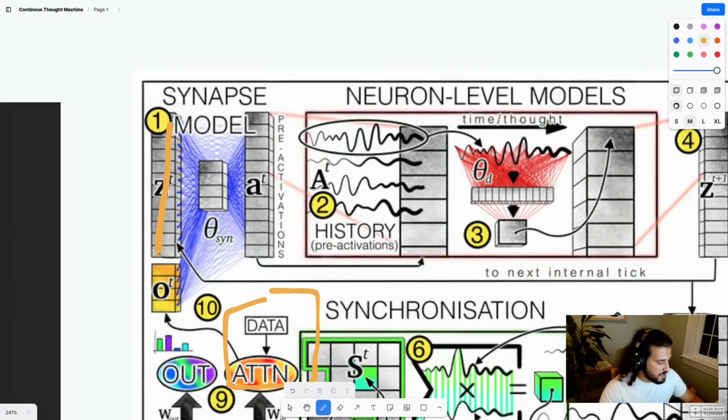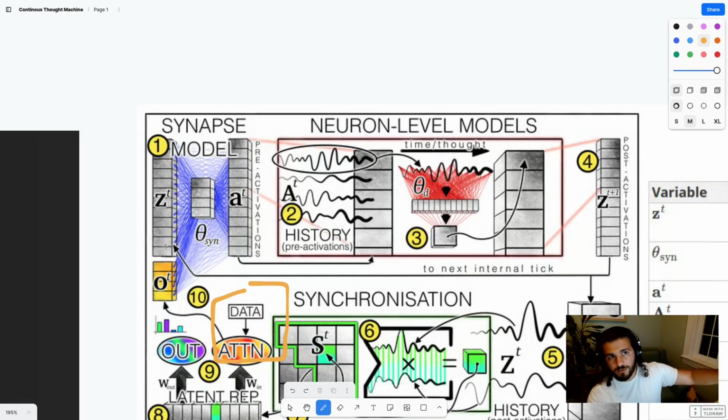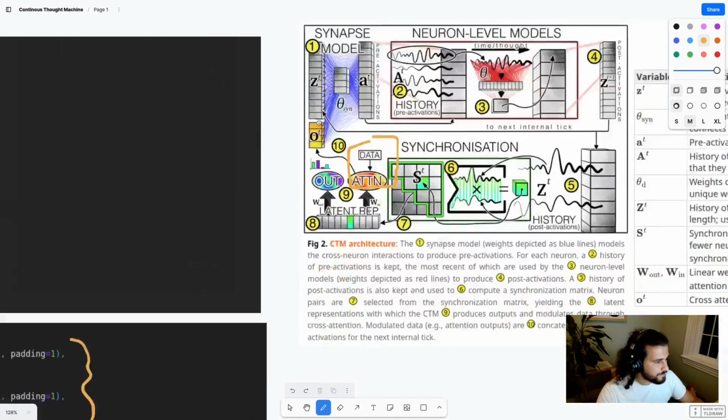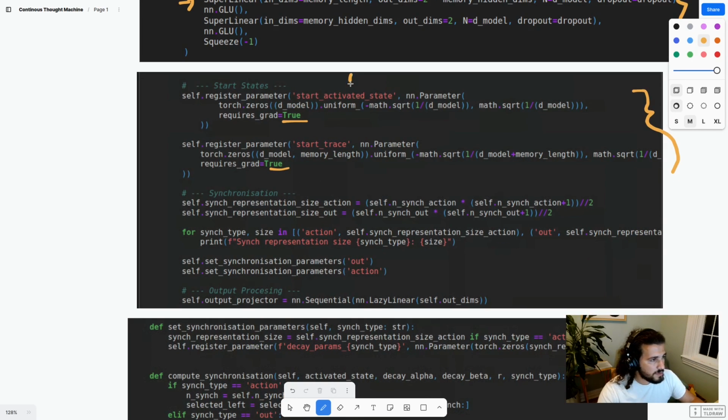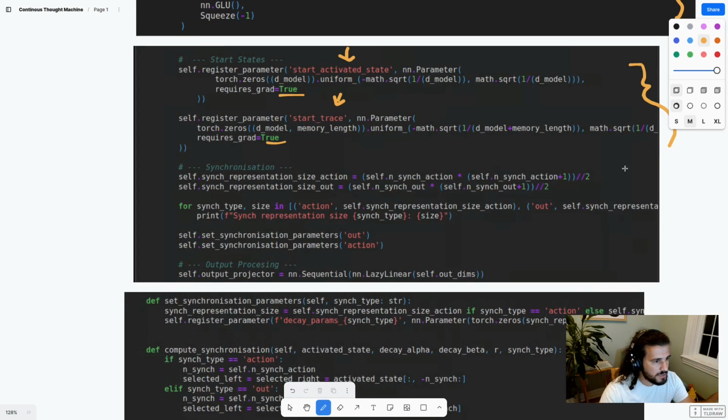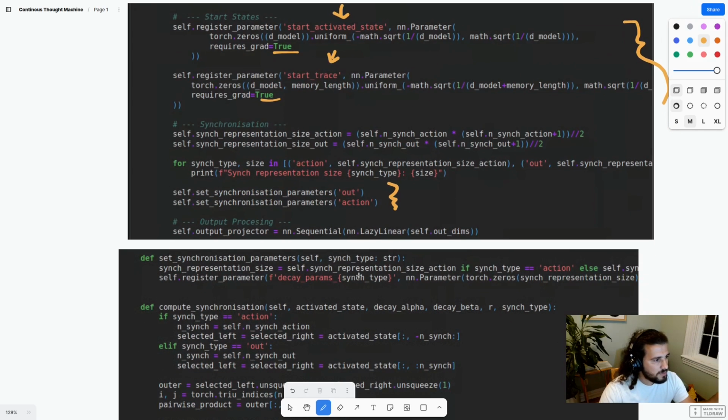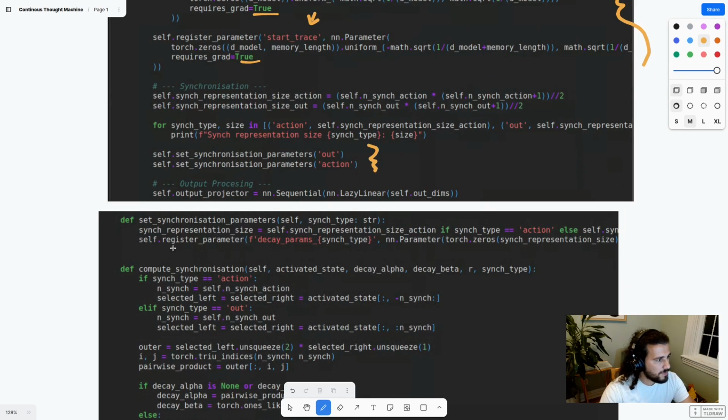So what do you do if there's nothing in these? You have to have an initialization that makes sense, so that in the first tick, you're not completely random. Otherwise it's unstable, right? So you set requires grad true for both of these. This is the activated state for the pre-activation, and this is for the post-activation, I believe. Then there's the setup for the synchronization, and then you set the synchronization parameter here, which is just a helper function, because you're going to set it here and register the parameter. So you're actually going to have to learn these two, the synchronization parameters.